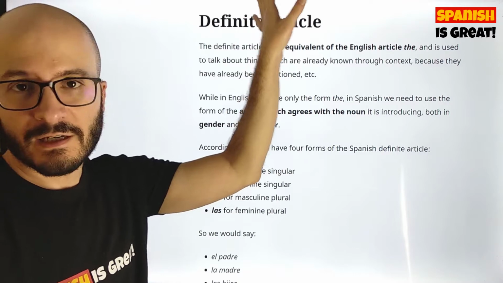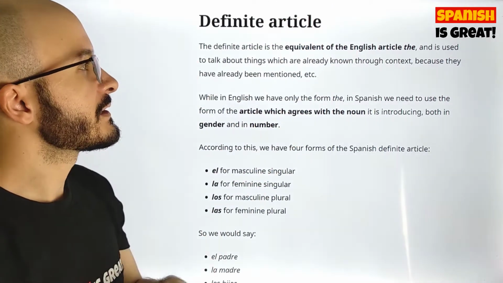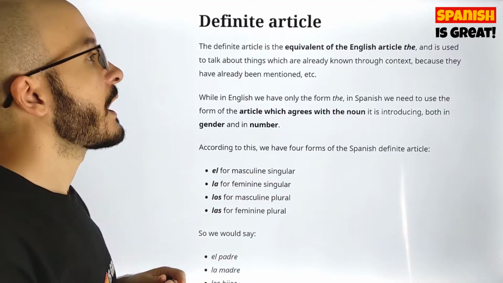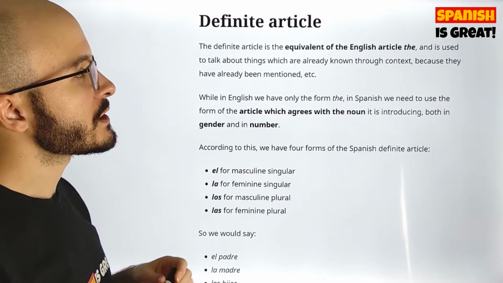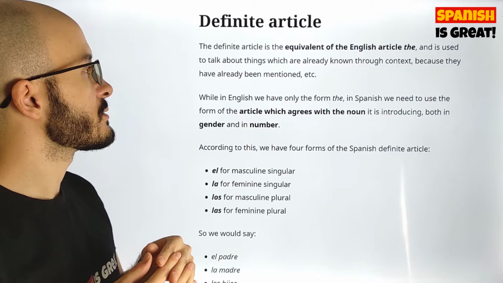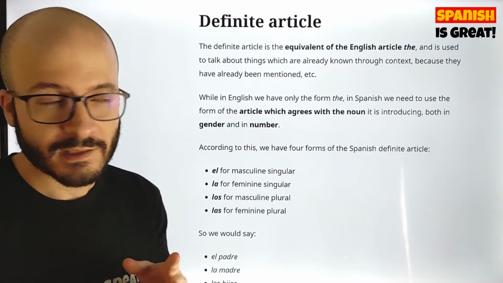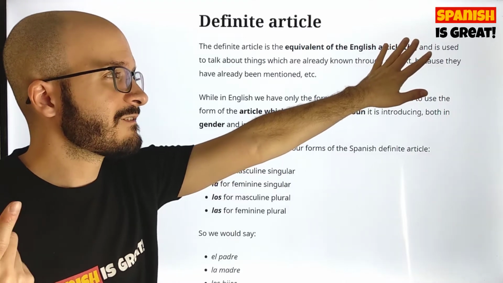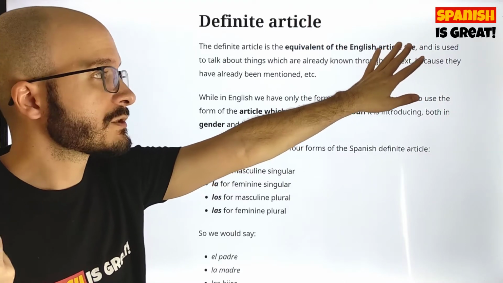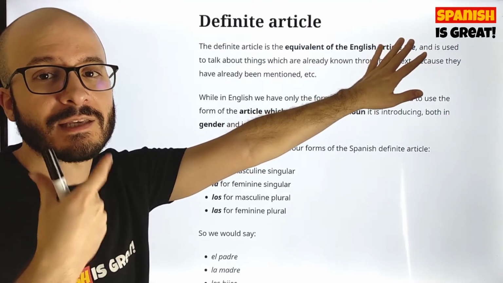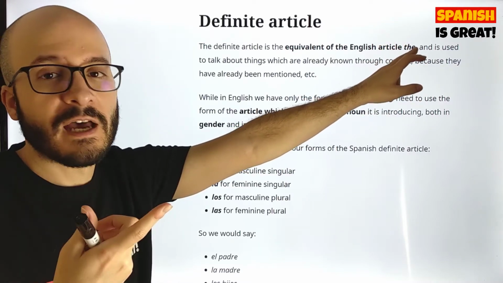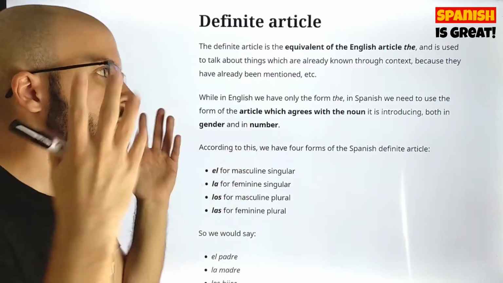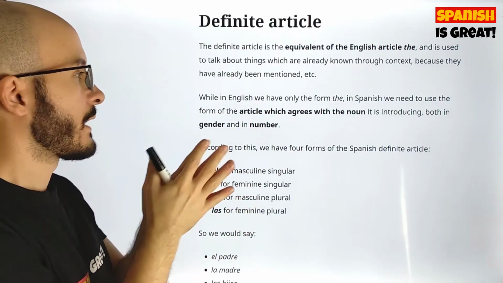First, the definite article. The definite article is the equivalent of the English article the, and is used to talk about things which are already known through context because they have already been mentioned, etc. So this is something that you don't actually have to learn because it is pretty much the same as in English. When do you use the in this context? Among others, but pretty much the.